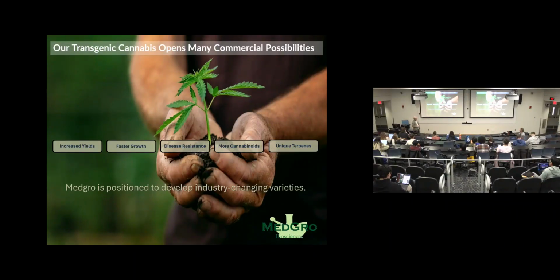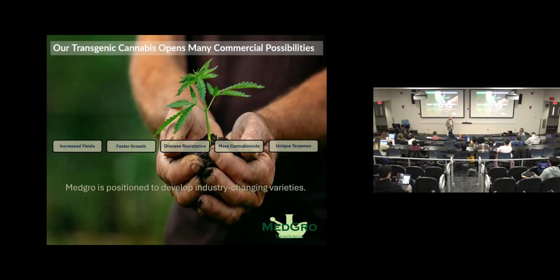So increasing yields is always one of those things. Faster growth, disease resistance. So there's something called the hops latent viroid, which is decimating some of the cannabis grows, and is a problem particularly because it's not even a virus. It's a tiny piece of a virus, essentially, like a virus-like thing. So that's a problem. Now, one of the things that they've done with similar viroids in tobacco is use an RNAi approach to knock it down.